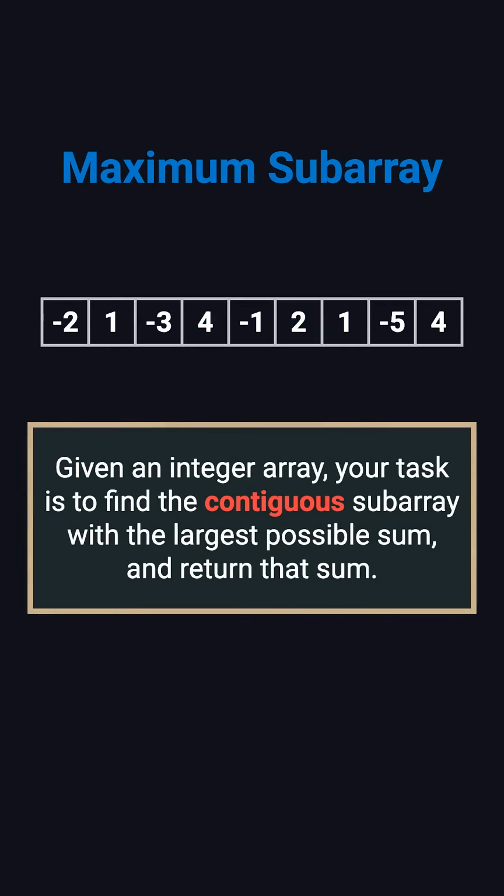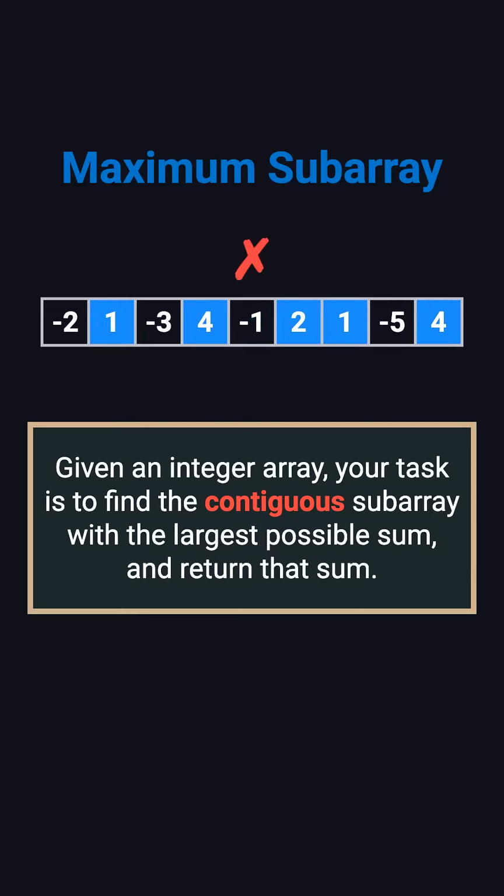Here's the problem. You're given an integer array, and you need to find a continuous segment of it whose elements add up to the maximum possible value. The key word is continuous. You can't skip around. For example, in this array, the maximum subarray is 4, -1, 2, 1, and the sum is 6.